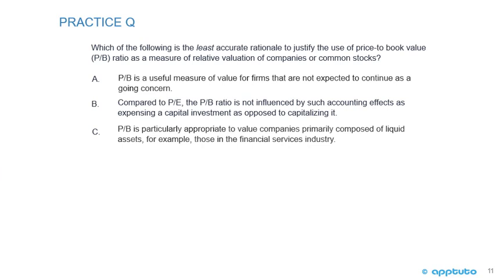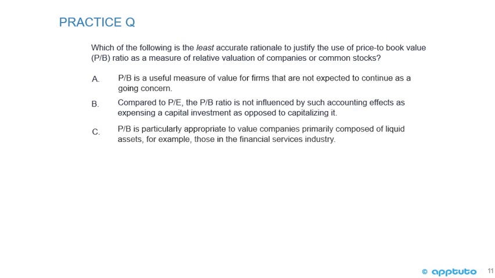Which of the following is the least accurate rationale to justify the use of price to book value, PB ratio, as a measure of relative valuation of companies or common stocks? A, price to book is a useful measure of value for firms that are not expected to continue as a going concern. B, compared to price to earnings, the price to book ratio is not influenced by such accounting effects as expensing a capital investment as opposed to capitalizing it. Or C, price to book is particularly appropriate to value companies primarily composed of liquid assets, for example, those in the financial services industry.